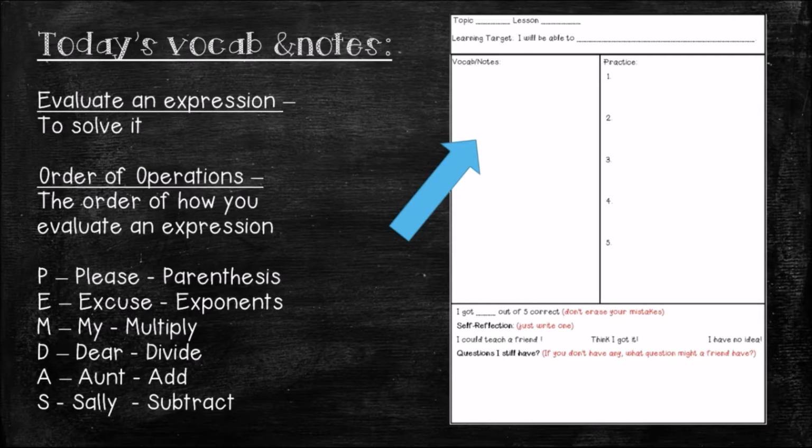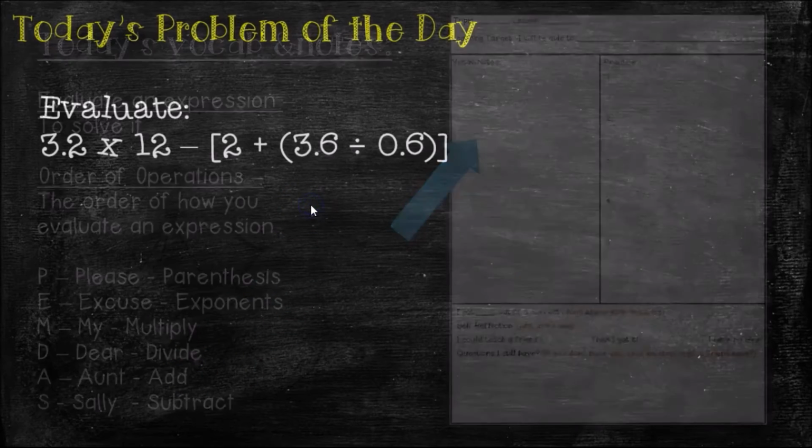Remember yesterday when my dear Aunt Sally subbed for me and you learned all about order of operations? Well, here they are again. Please excuse my dear Aunt Sally. Go ahead and write that into your notes, and that will remind you that first you'll do parentheses, then exponents, then multiply, then divide, then add, and finally subtract.